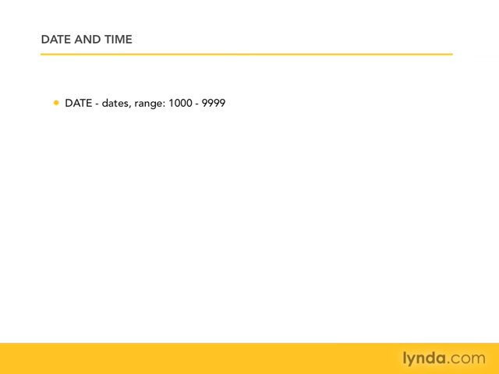The date and time types are useful for storing date and time related information. They include the date type, which is good for dates only, and dates in the range of the year 1000 to the year 9999. And the time type, which is good for times and time related values, not just time of day, give or take, for times in the range of plus or minus 840 hours.